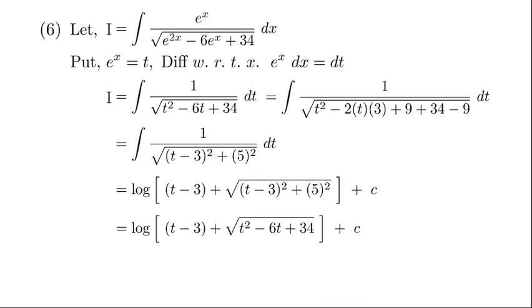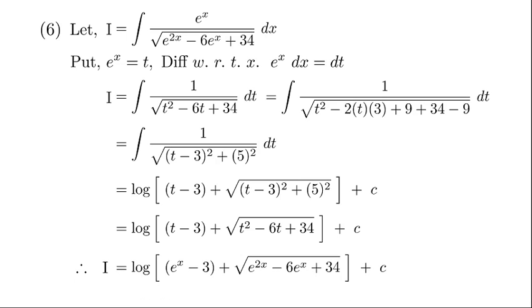Now put back the value of t, that is e raised to x. Therefore I equal to log of e raised to x minus 3 plus root of e raised to 2x minus 6 e raised to x plus 34, plus c.